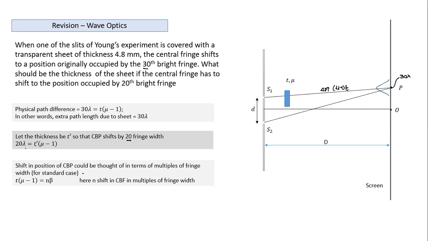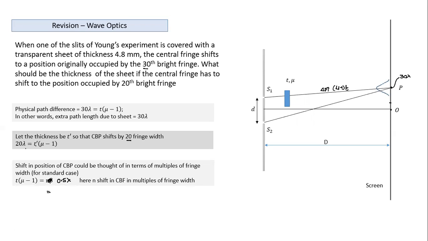So the shift in position of the central bright fringe can be thought of in terms of multiples of fringe width. What does it mean if T times (mu minus 1) is equal to, say, 0.5 lambda? It means if I place a sheet such that this term is equal to 0.5 lambda, the central fringe shifts to a position where the optical path is different by half a lambda. It will shift to the first dark fringe.